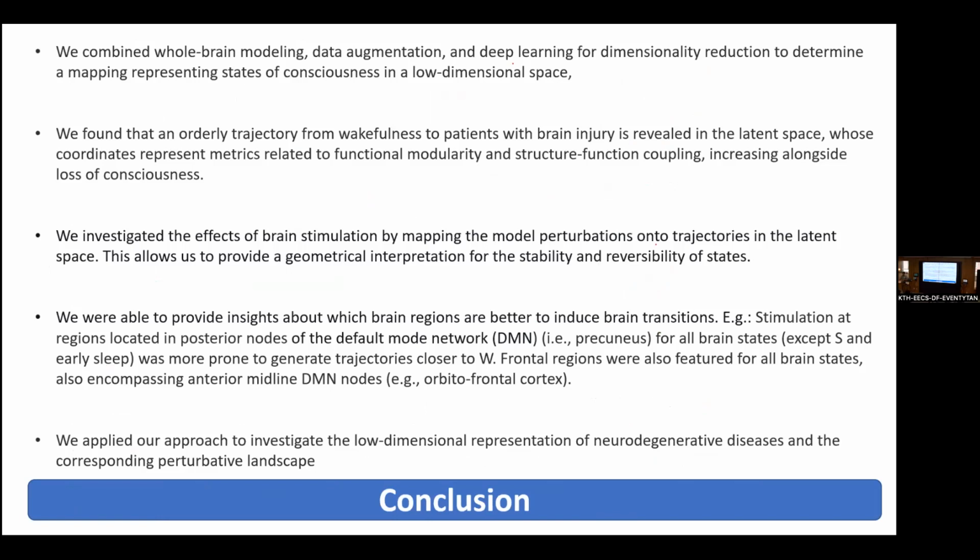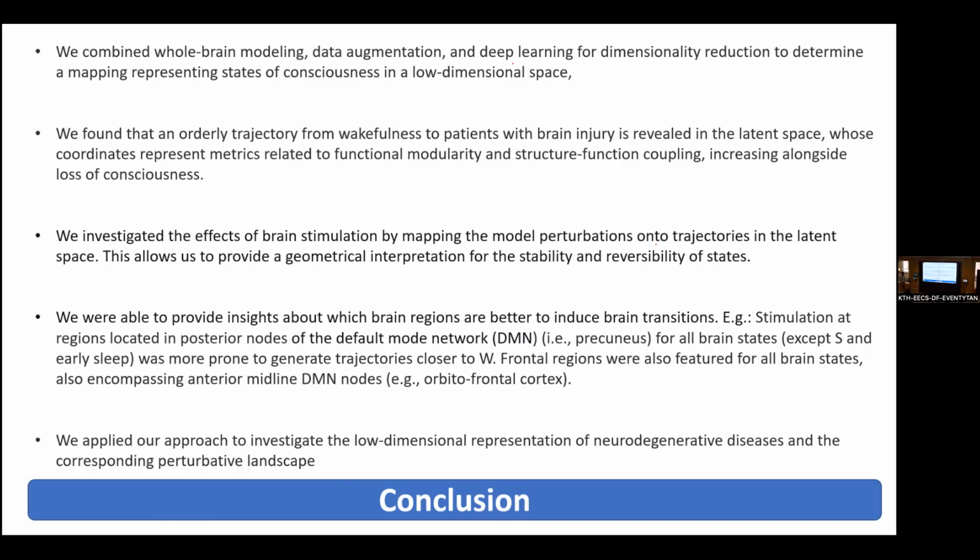So the conclusions are mainly things we already talked about. Basically, we combine both approaches, a hybrid model and data augmentation with deep learning, to find a low-dimensional representation of brain state. In the case of reduced states of consciousness, we find an ordered trajectory that seems to encode the transition from loss of consciousness to wakefulness, toward brain injury patients. And we quantify these states in terms of well-known metrics such as modularity and the coupling between function and structure. Then we investigate the perturbations through a model, and we are able to map these perturbations into a two-dimensional latent space, visualize them, and provide geometrical metrics to evaluate these perturbations and the transitions.